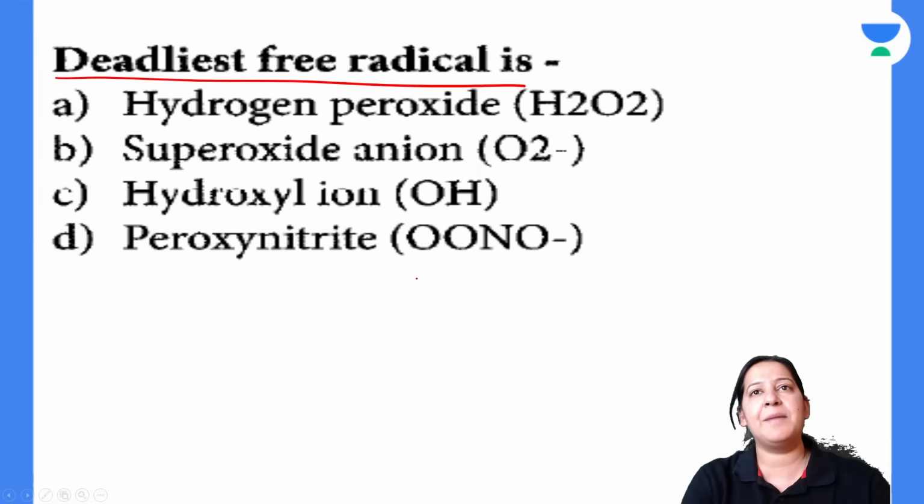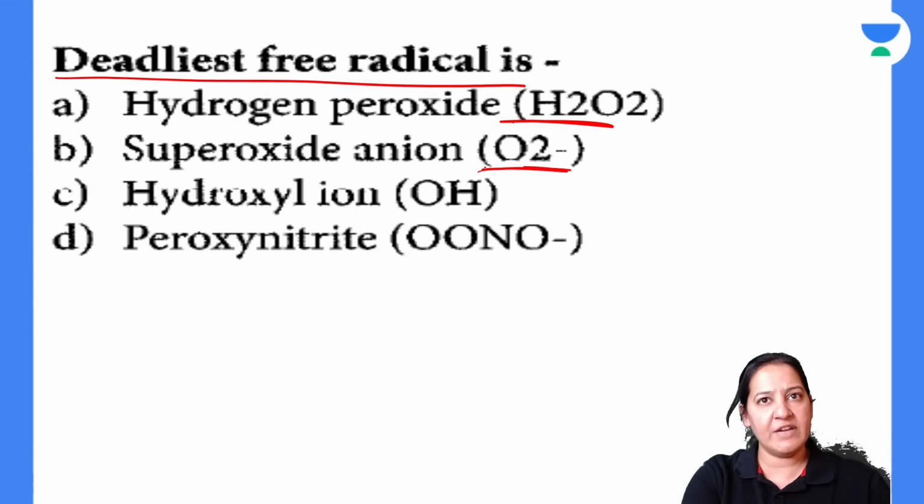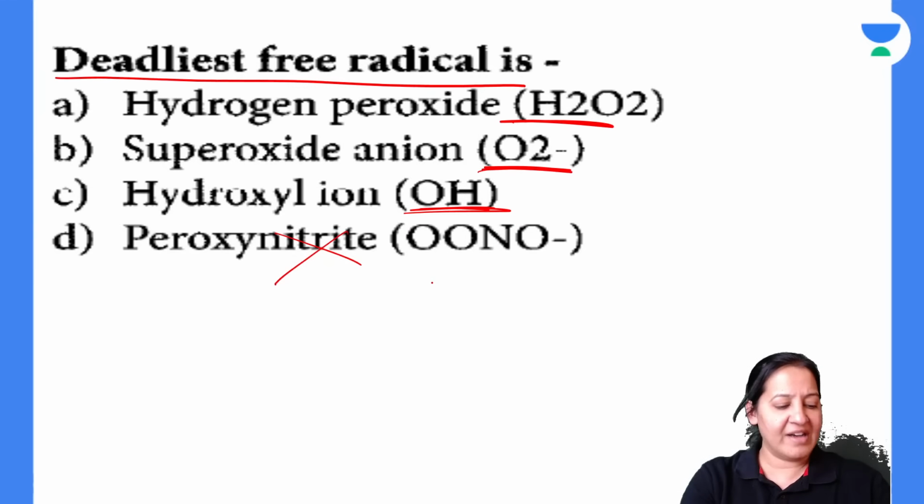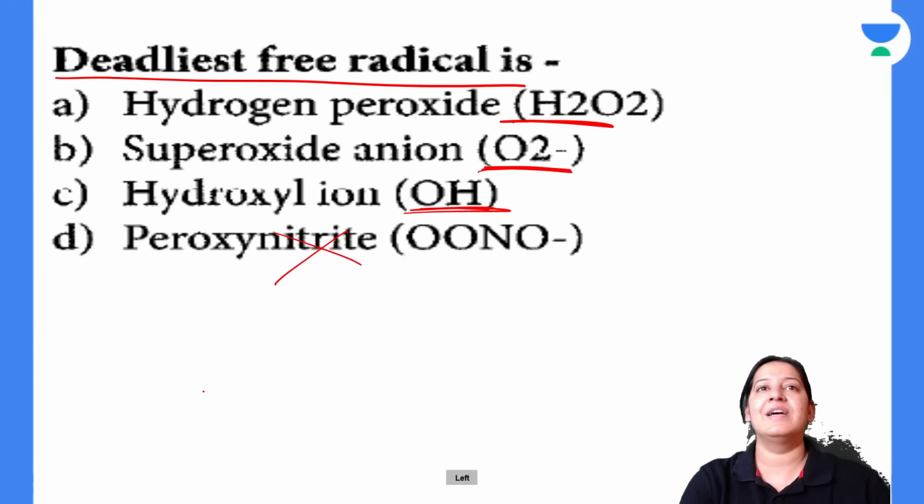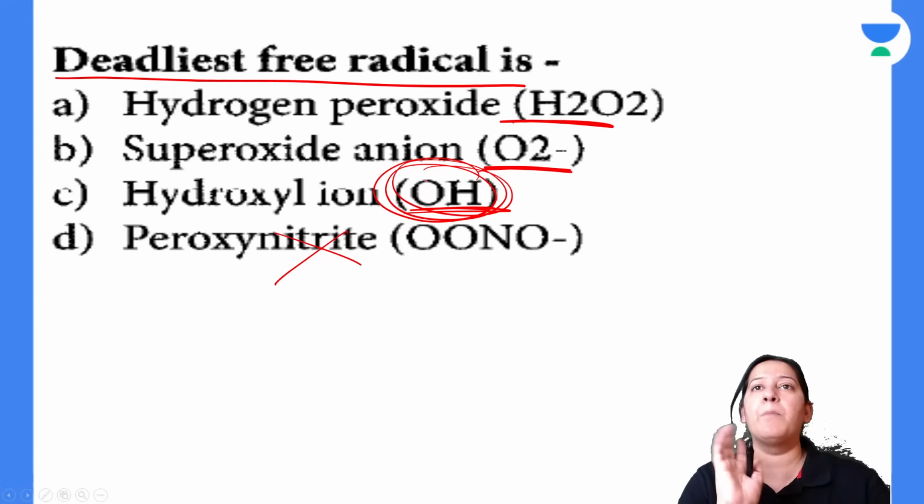Yes, so Sohil is saying B. Who is the deadliest? So H2O2 is also a free radical, O2 negative is also a free radical, and OH negative. This one is not a free radical. But from the first 3, which is the deadliest? Correct answer is C, Vasi. You are absolutely right. So I have already taught you in the lecture that OH negative is the most deadly.